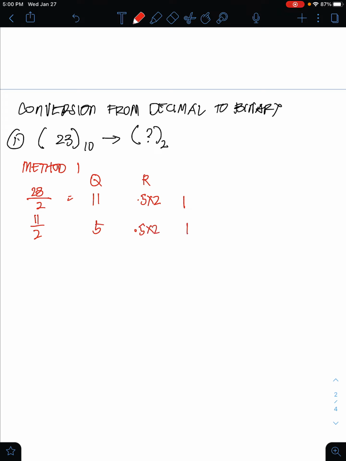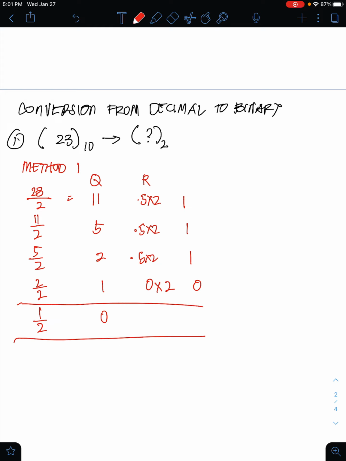That would be 1 once again. 5 divided by 2 is 2, with 0.5 times 2, that is 1. Then 2 over 2 is 1, remainder 0, times 2, that's 0. Then 1 divided by 2 is 0. We will be stopping here since the quotient reached 0. The remainder is 0.5, so you will be having 1 here.